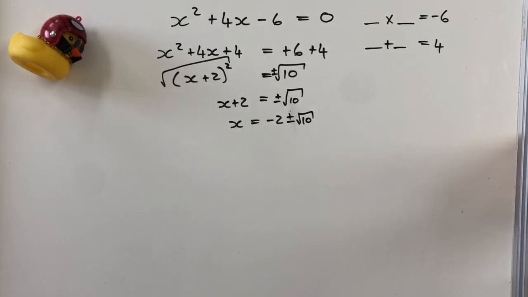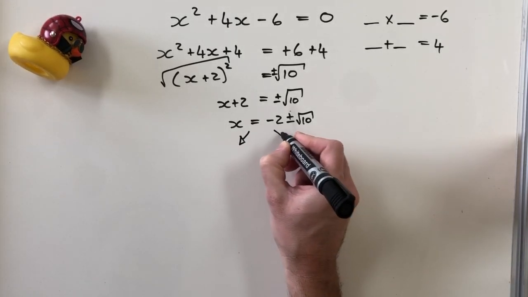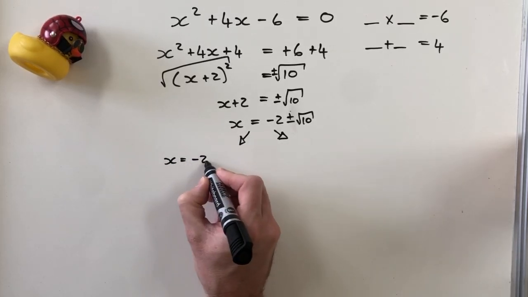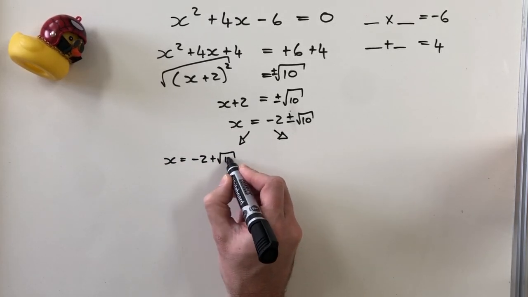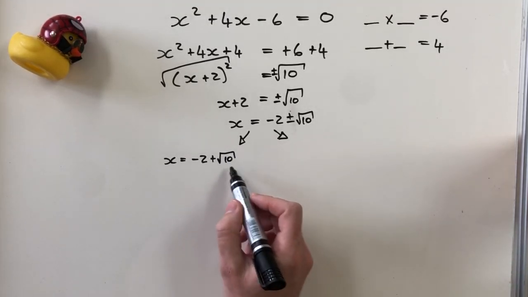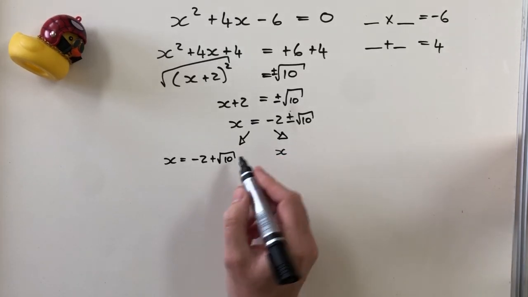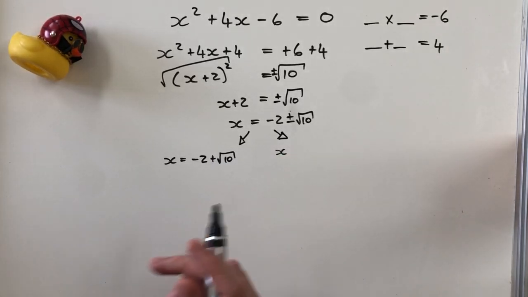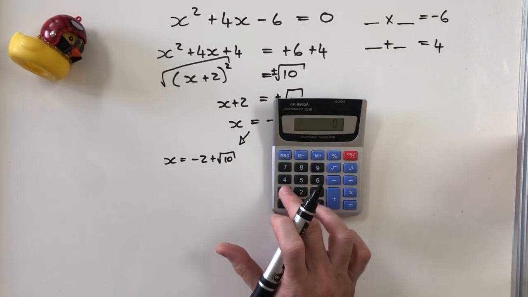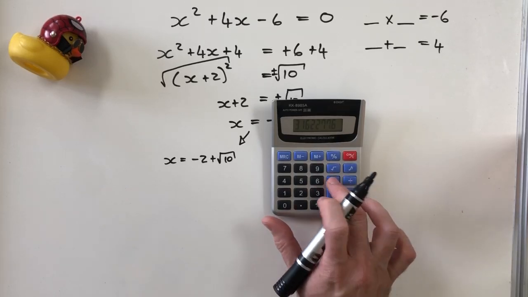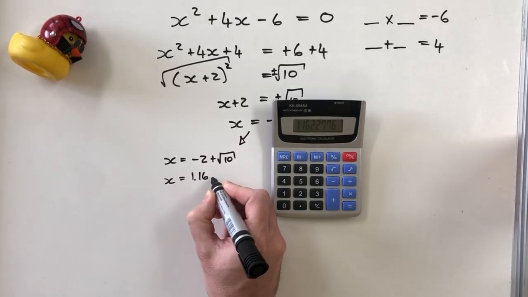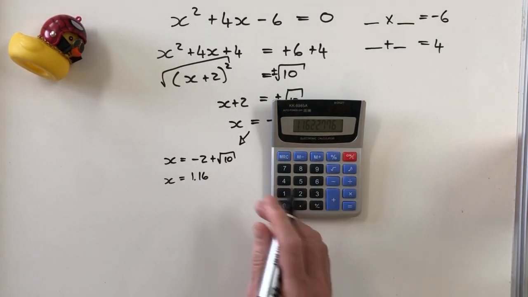I know the plus or minus might be confusing, so let's split that up to see what our two answers are. x can either be -2 plus the square root of 10. Again, this is an irrational number. We can type it in our calculator and get a very big number, but we'll write it in the exact form. If I wanted an actual value, I take the square root of 10, then take off 2, and x would be 1.16 to 3 significant figures.